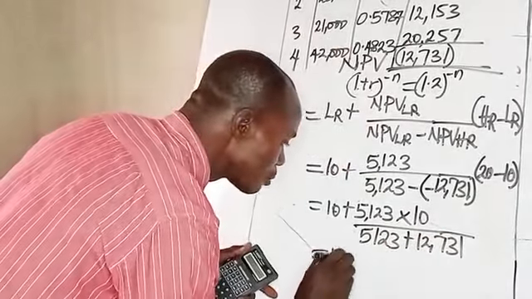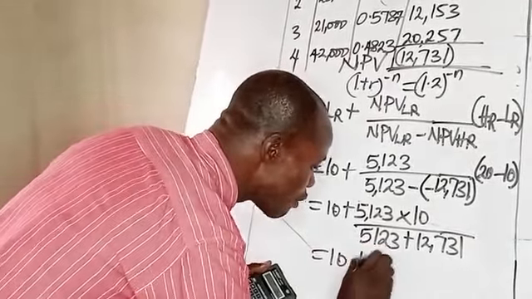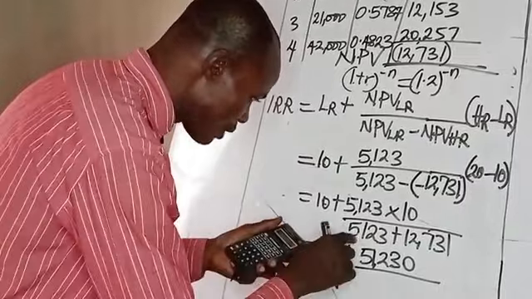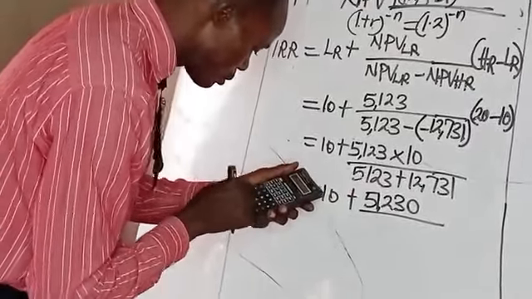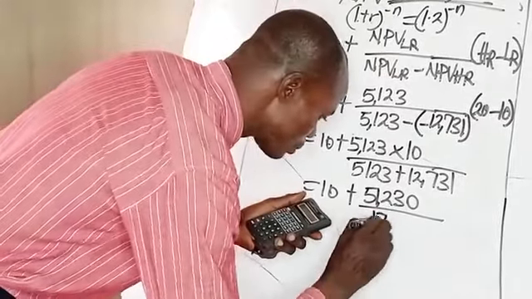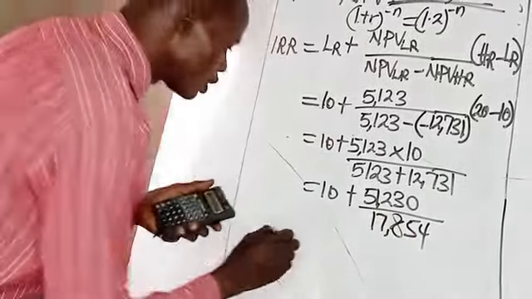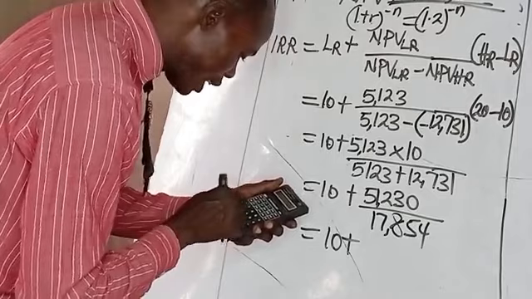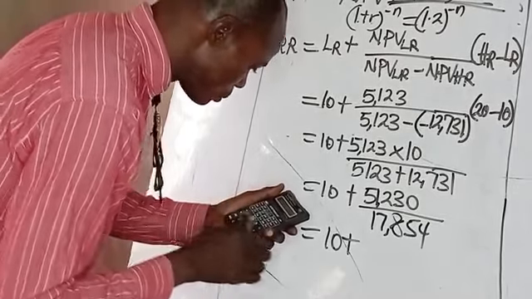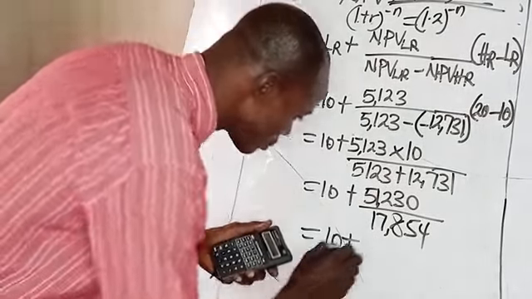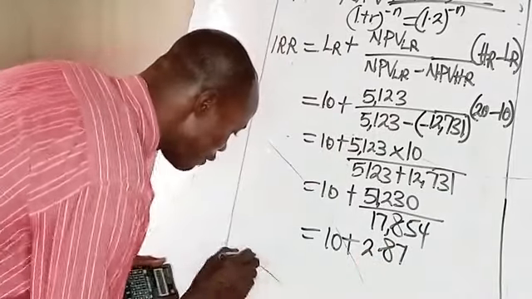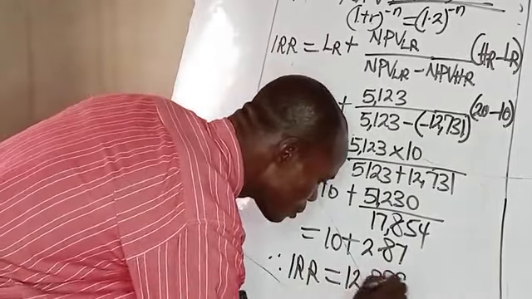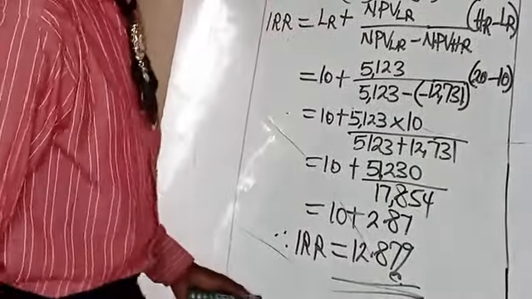If you multiply this, we have 10 plus 51,230 over the sum of 5,123 plus 12,731, a total of 17,854. So we have 10 plus 51,230 divided by 17,854, which is 2.87. Therefore, the internal rate of return is 12.87%. So that is the internal rate of return.